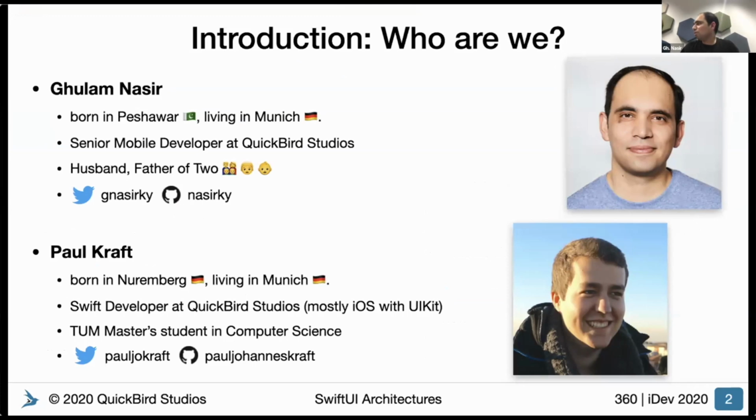This is my colleague, Paul. Hi, I was born in Nuremberg, which is close to Munich, like 160 kilometers. I'm a Swift developer here at QuickBird Studios. I'm doing mostly iOS development and mostly with UIKit, but I've also worked personally and for the company with SwiftUI. Besides my job at QuickBird Studios, I'm also a TUM master student in computer science. And here you can also see my Twitter and GitHub handles.